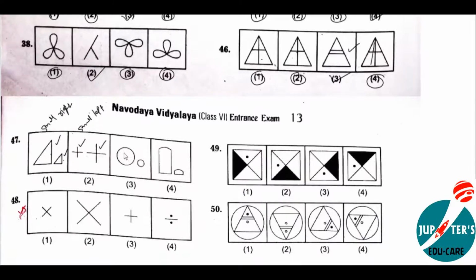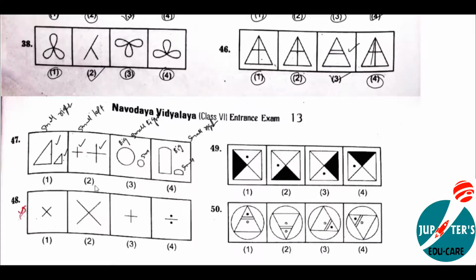Next, in option 3, we have two similar symbols, that is circles. In this, there is a smaller one and a bigger one. In this option, the smaller one is on the right side of the bigger one. Next, in option 4, two similar designs. This is the smaller one and this one is bigger. In this option also, the smaller one is on the right side.